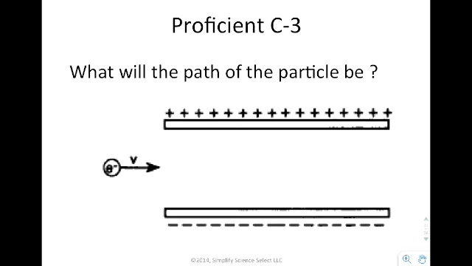This one says, what will the path of the particle be? So this is going to use the whole idea of opposites attract. As you fire this electron through these charged plates, it's actually going to move towards the, I drew that to the wrong side. It's actually going to move towards the positive plate because opposites attract. And so it's going to take a path that kind of curves it upwards towards the top plate.